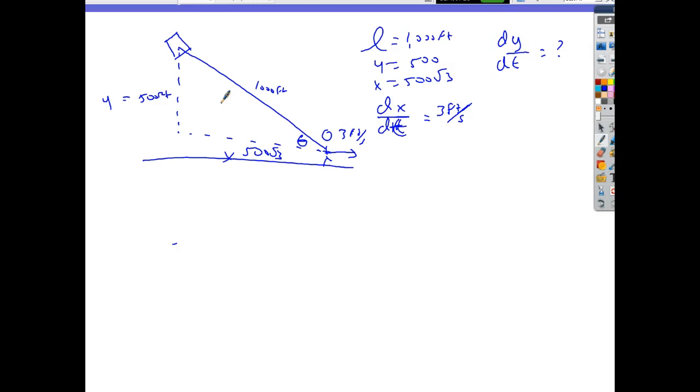All right, what do you got? Nothing. You got nothing. You have no equation. In your vast knowledge, you've never seen an equation that would relate x, y, and L. Never once. You've never seen an equation. What? Pythagoras. That's the one.